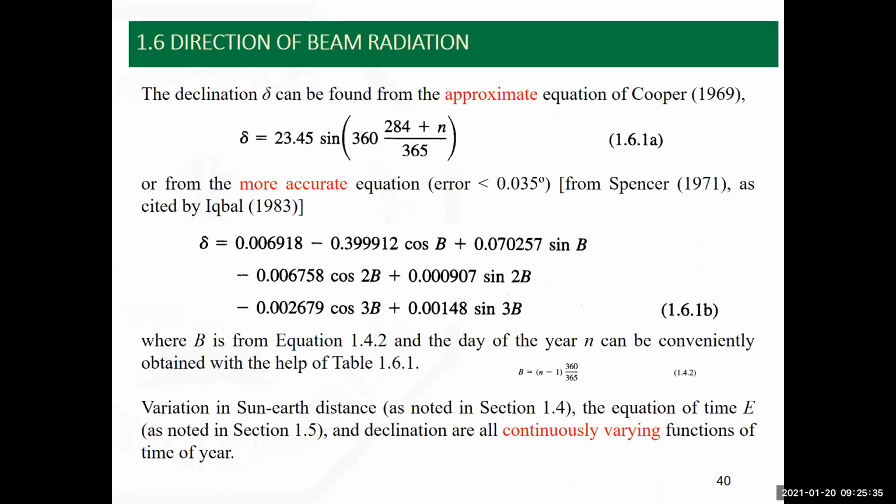Here are the first couple of expressions. One expression is given by Cooper for the value of delta. You can see here delta is a function of n, so you can know how much the inclination is for every day of the year. A more accurate expression is given by this, and again, B is n minus 1, 360 over 365. You can use either one of them. If I don't specify, you can go for the easier one. And normally in our calculations, we use this equation. It's shorter and easier to use compared to the other one.